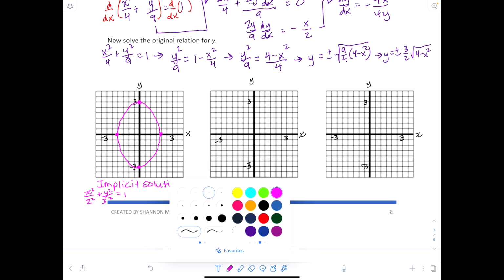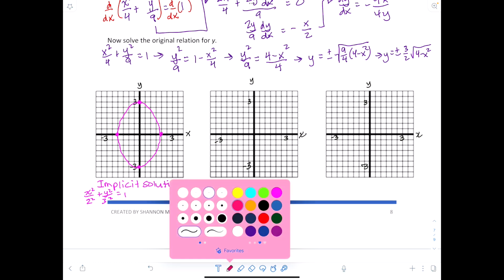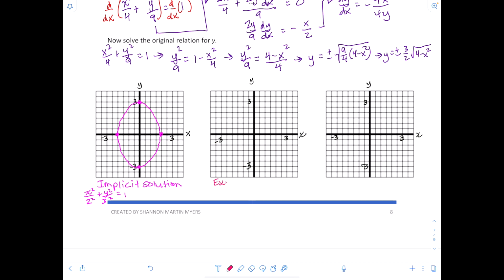Now, one of our explicit solutions, y1, we'll call it, is equal to positive 3/2 times the square root of quantity 4 minus x squared. So what's that going to give us? The top half of the ellipse. So we'll have this situation here.